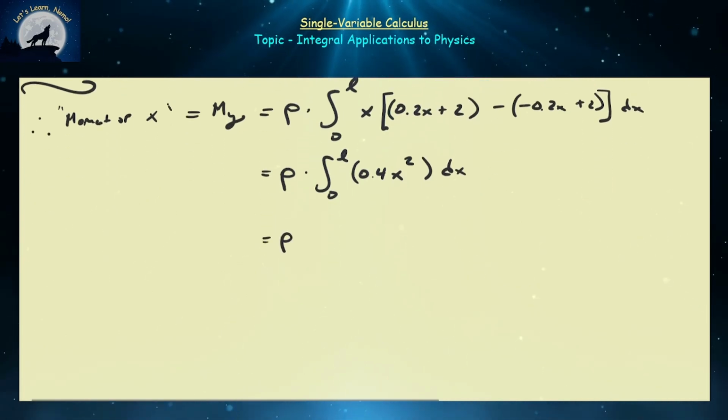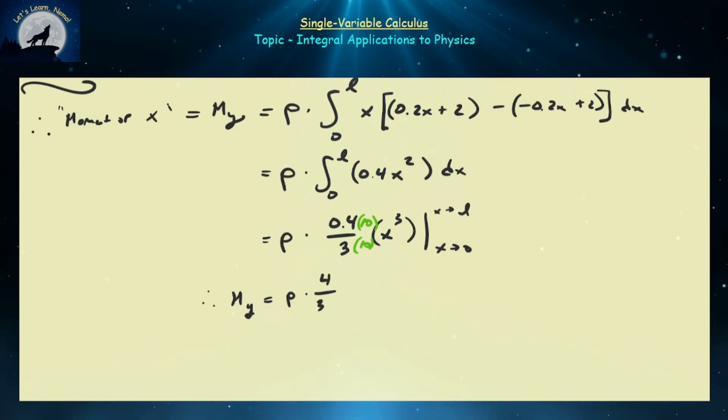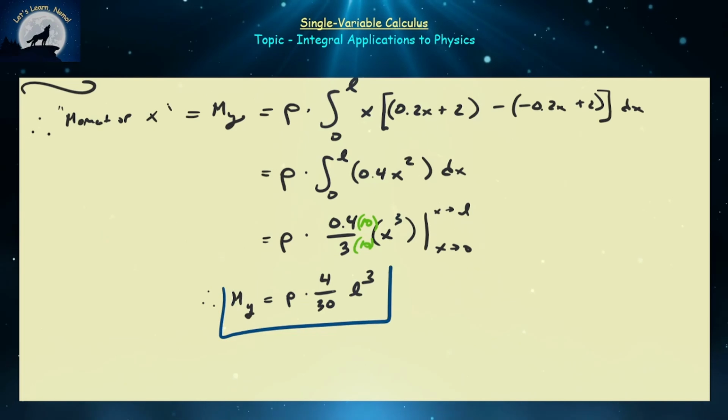So we're going to have rho times 0.4 all over 3 times x cubed as x goes to L, as x goes to 0. I don't really like decimals and fractions, so I'm just going to multiply top and bottom of this equation by 10. So I'm going to have our moment of x, aka My, will just be equal to rho times 4 over 30 times L cubed. So that's going to be our moment of x.